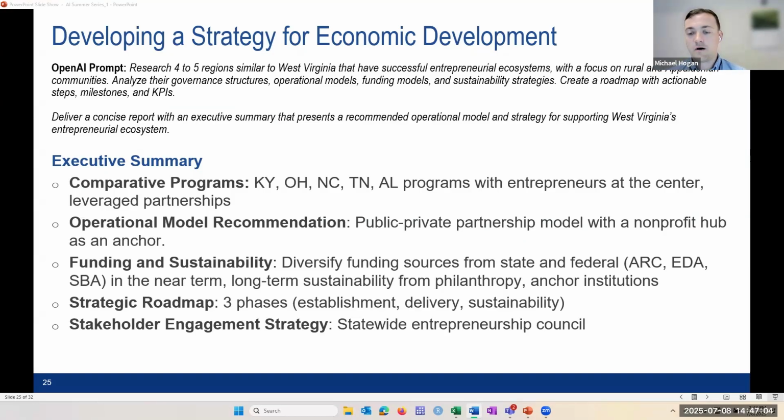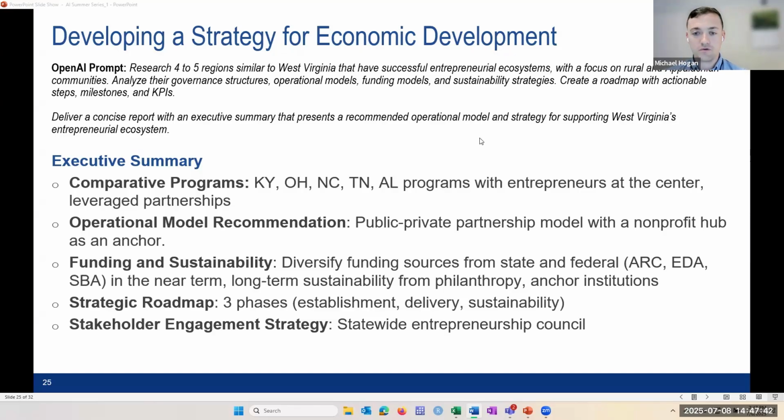And it did that. Within about 15 minutes, it developed a pretty pleasant, well-written executive summary, and it had a strategic plan. It had a set of comparative programs looking at Kentucky, Ohio, North Carolina, Tennessee, Alabama, that had entrepreneurs at the center. It provided a suggestion for an operational model to create a public-private partnership with a nonprofit hub. It gave us a funding source for sustainability, a strategic roadmap, and a stakeholder engagement strategy by creating a statewide entrepreneurship council.